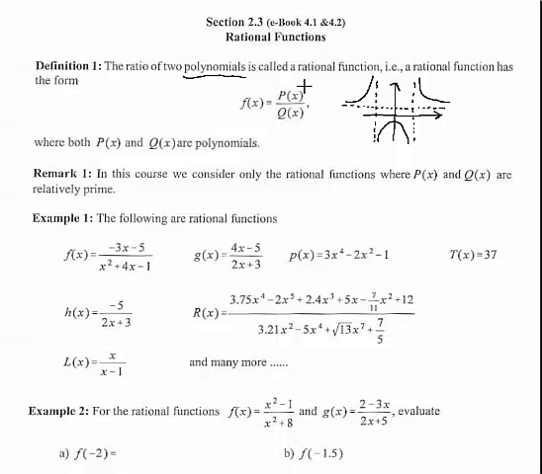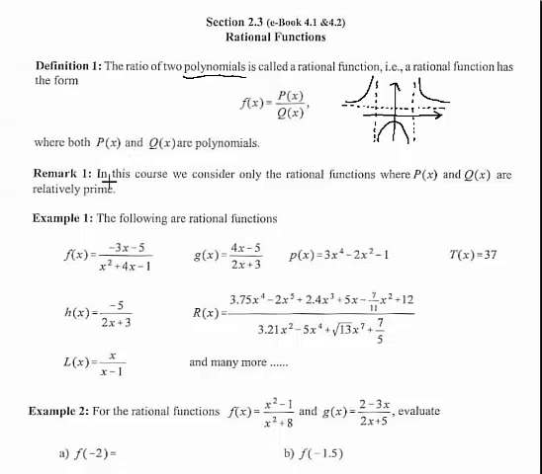A rational function is defined as a polynomial p divided by another polynomial q, where p and q are polynomials, and so in other words we only have positive whole number exponents for our variables.